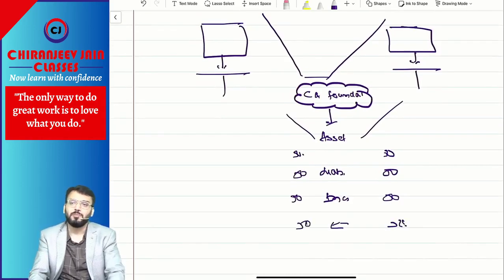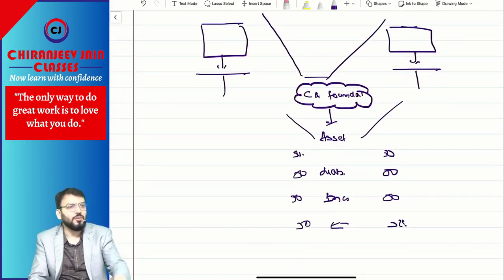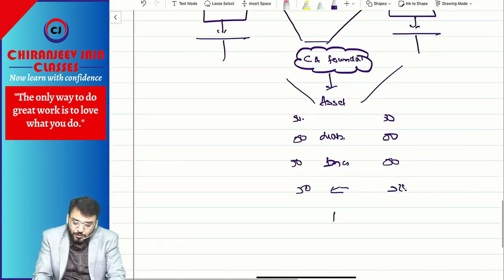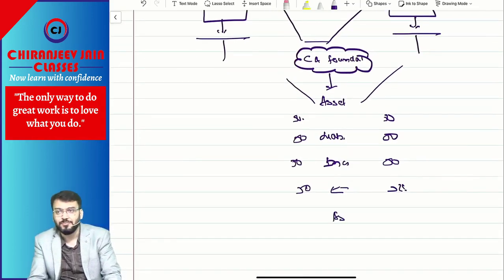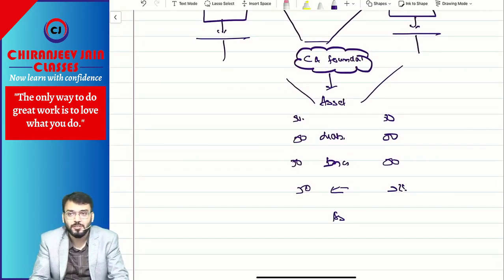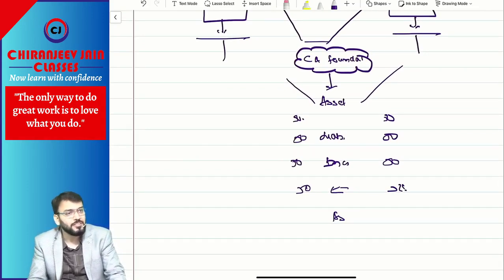So who will decide 50-50? The agreement. It can be 20-80 also. It can be 60-40 also. Can you say there might be some asset which is contributed only by CJ sir? So this asset belongs to whom? So this asset will come in whose balance sheet? CJ sir. Are you getting it?